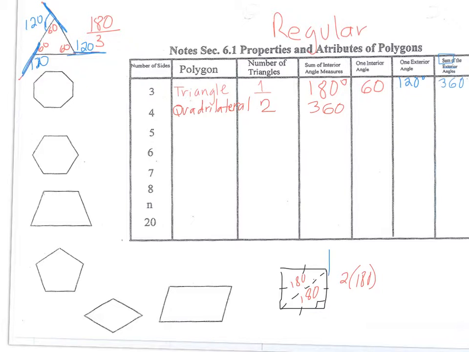One outside angle: 90 degrees, because if you extend those sides in the same direction, that's the key. If the inside is 90, the outside would be 90, right? So each one of the outside angles is 90. The interior angle was 90, and the outside angle is also 90. And now the sum of all those 90s, 90 times 4, is 360.